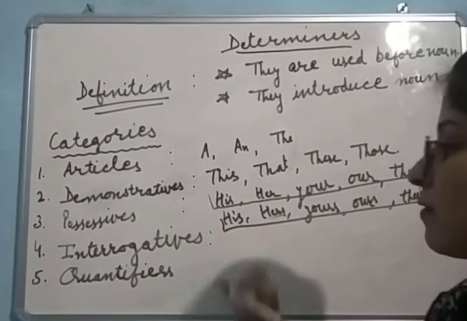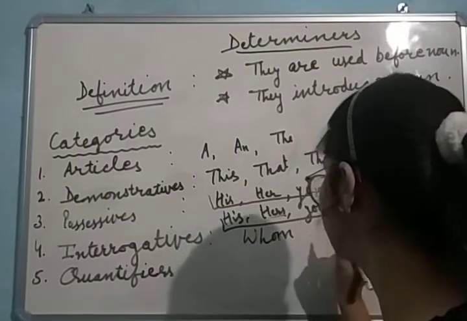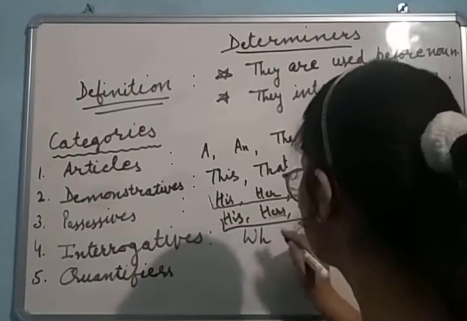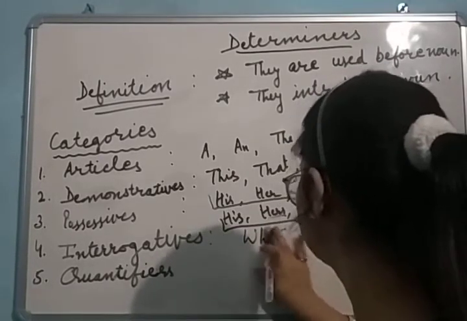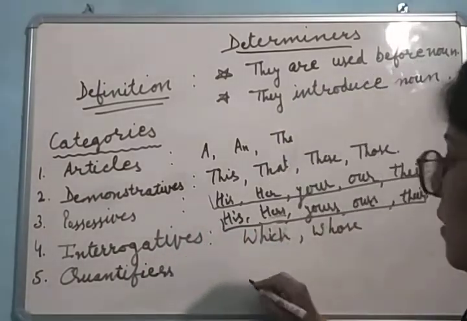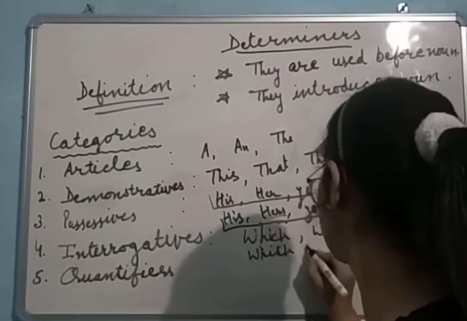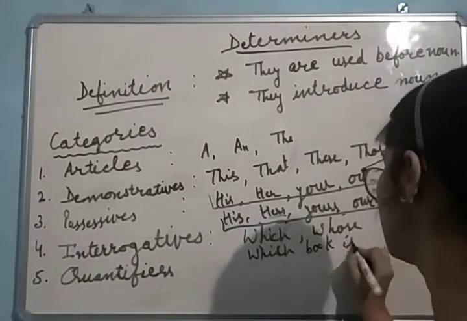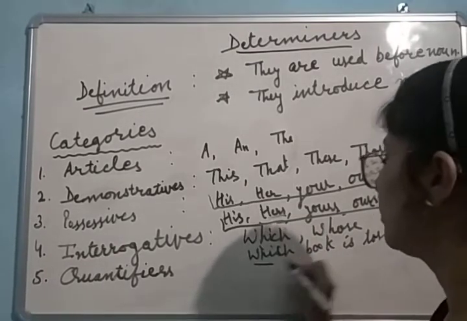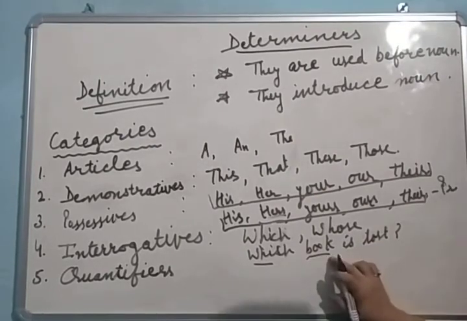Then interrogatives. Interrogatives are whom, whose, which, whose. Just like, which book is lost. After this word we are using a noun. So it is used as a determiner.